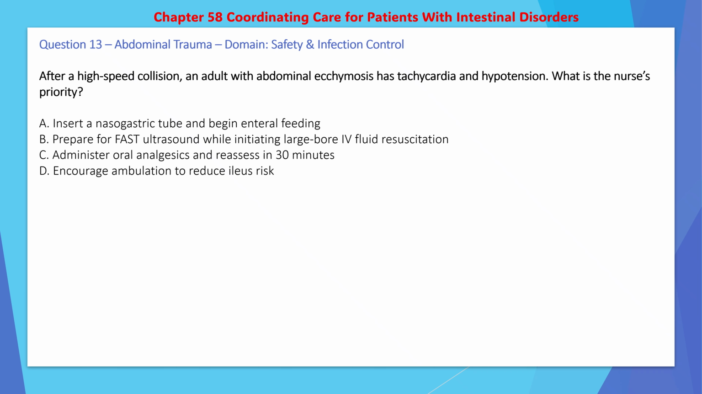Question 13. Abdominal trauma, safety and infection control. After a high-speed collision, an adult with abdominal ecchymosis has tachycardia and hypotension. What is the nurse's priority? Insert a nasogastric tube, NG tube, and begin enteral feeding.